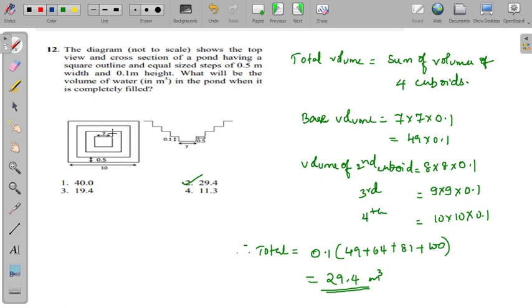So the first one initially they had given 7 and the last one is 10, so we could guess the remaining. Because this width is given 0.5, 0.5 from both sides, in the sense it gives you 1. So 7 plus 1 is 8, next 8 plus 1 is 9, 9 plus 1 finally 10. So when I add all these values, it comes out to be 29.4 meter cube.